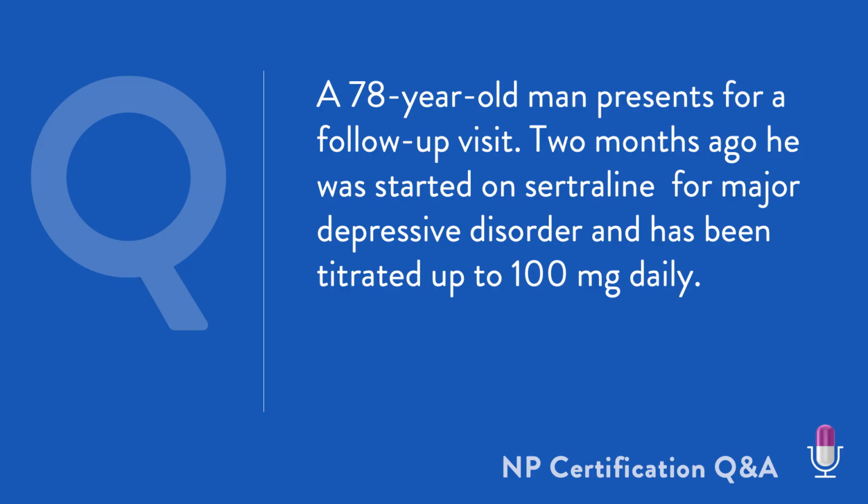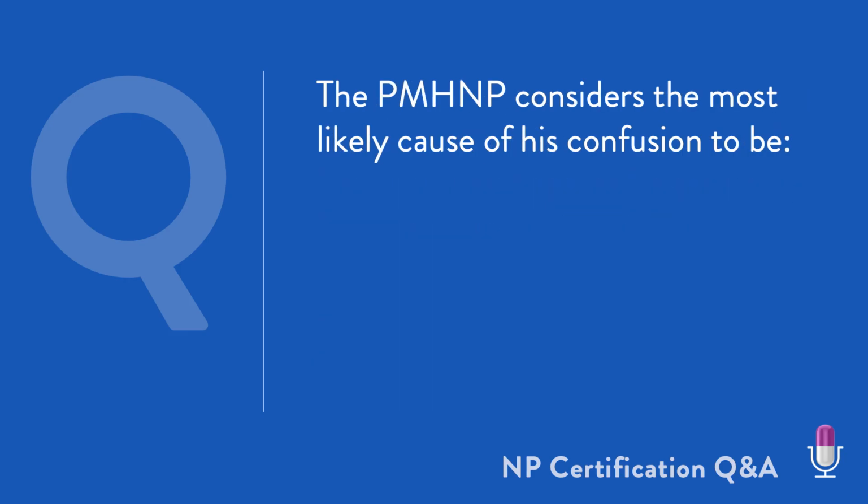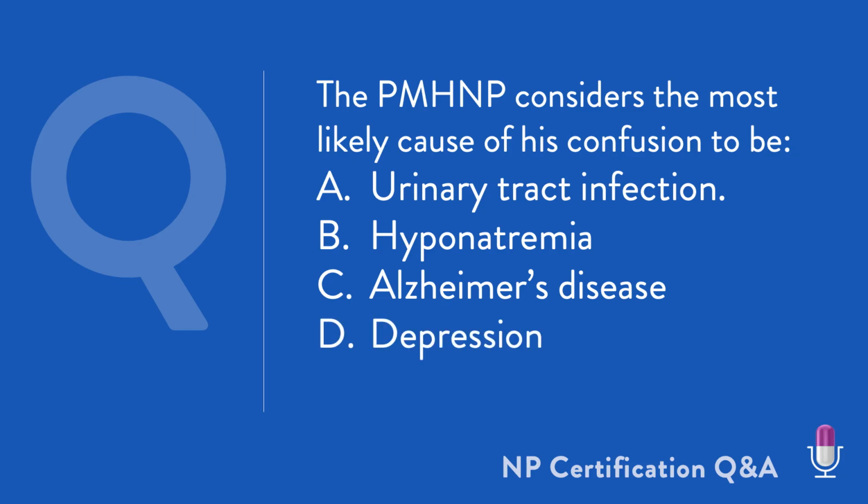A 78-year-old man presents for a follow-up visit. 2 months ago, he was started on sertraline for major depressive disorder and has been titrated up to 100 milligrams a day. Today, his daughter reports that she cannot really evaluate if his mood has improved because he seems to have become confused. The patient's daughter reports a distinct new onset confusion and forgetfulness. The psychiatric mental health nurse practitioner considers the most likely cause of his confusion to be A. Urinary tract infection, B. Hyponatremia, C. Alzheimer's disease, or D. Depression.